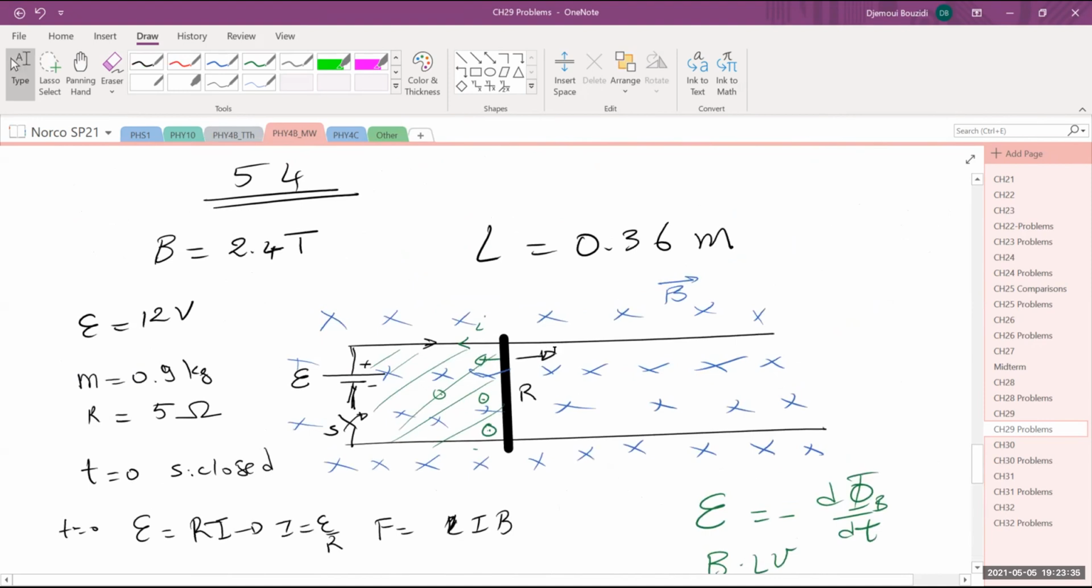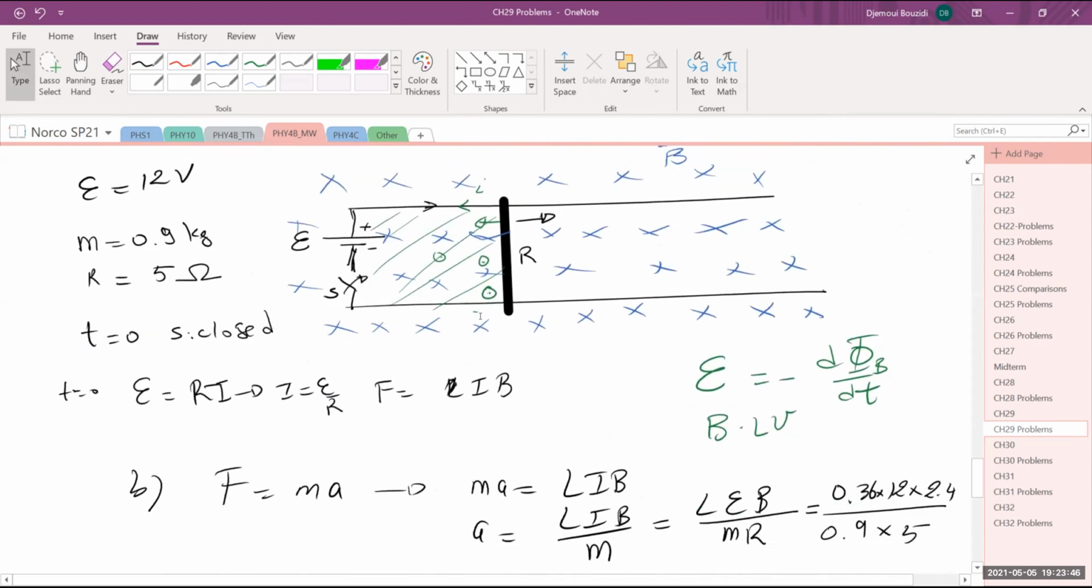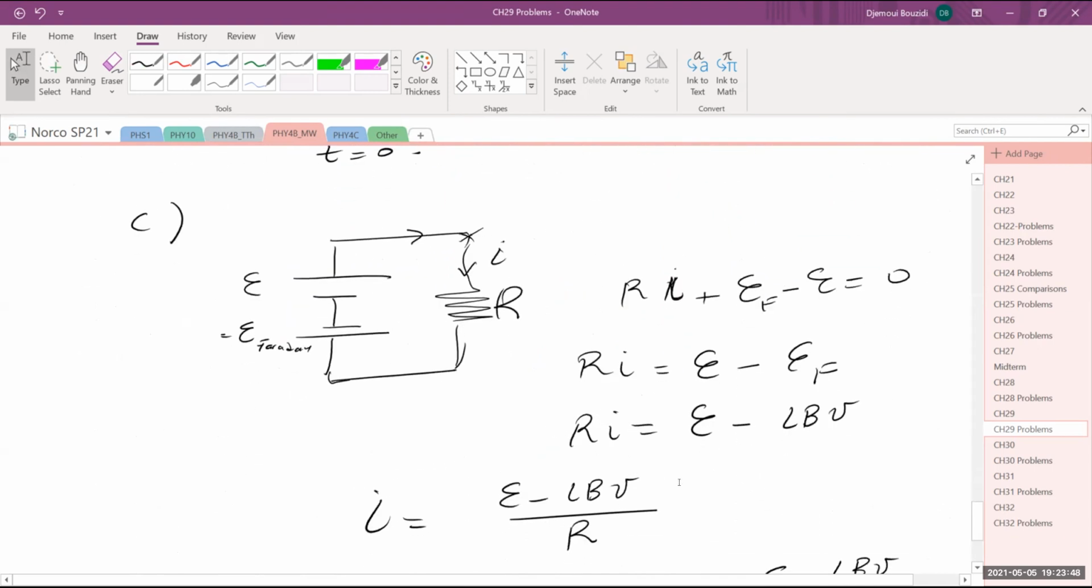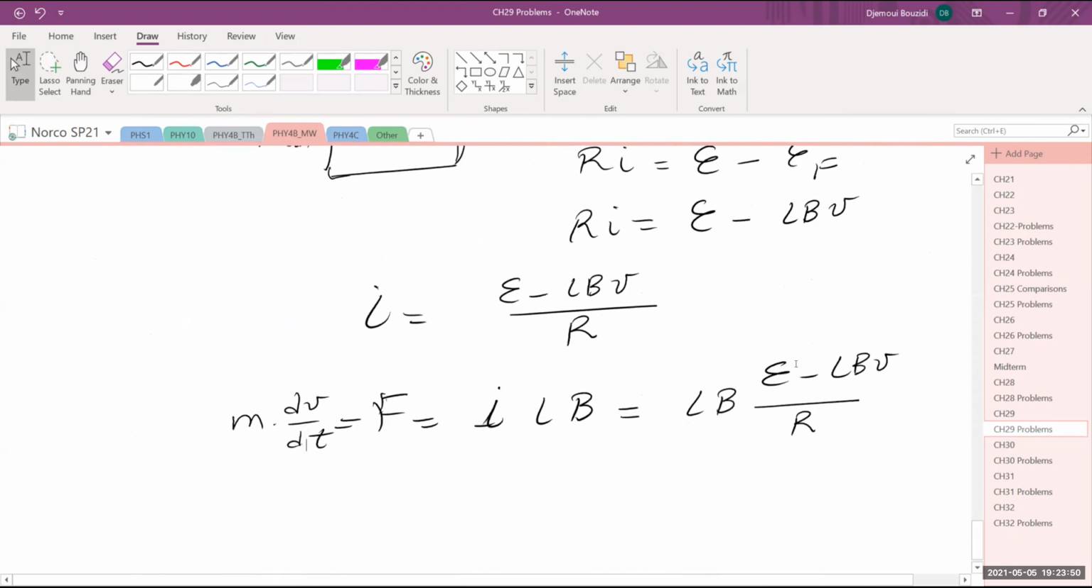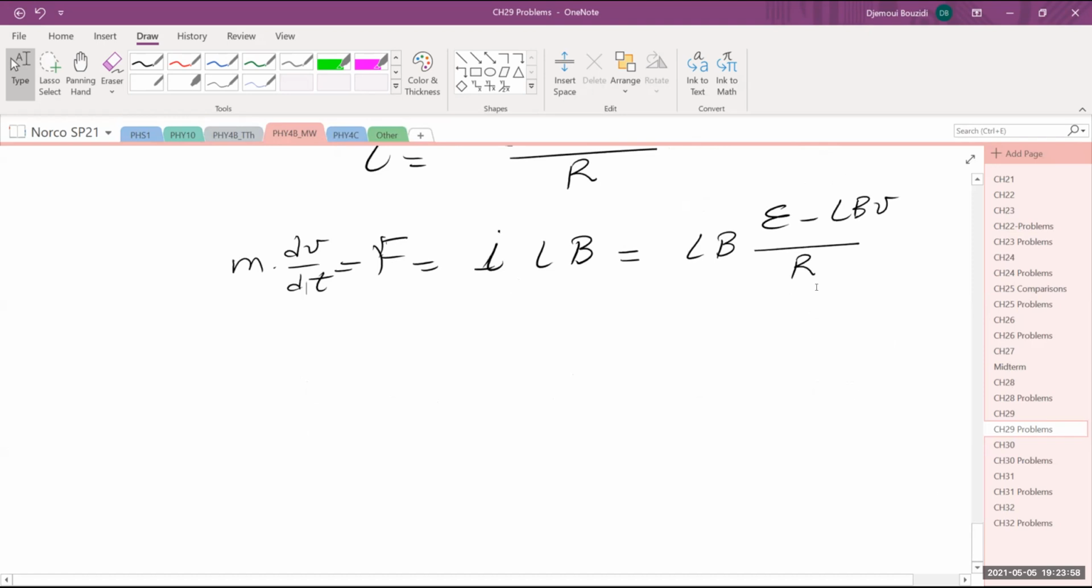The first force is due to this current, which is epsilon over R times L times B, and the second one is due to this current, which is BLV times again the same thing, times LB divided by R. So there will be an L squared B squared in it. So having said that, I'm going to write this expression now in terms of everything.